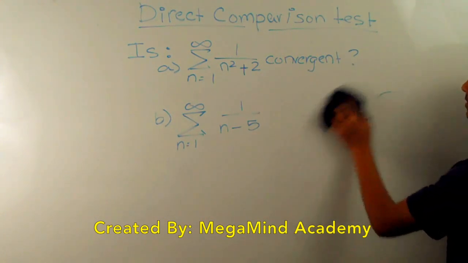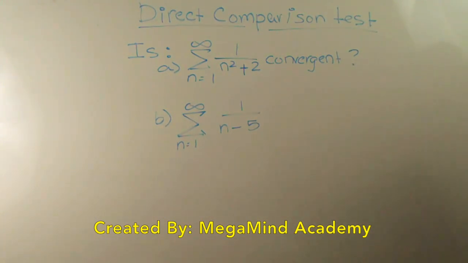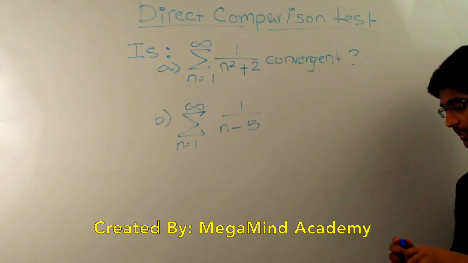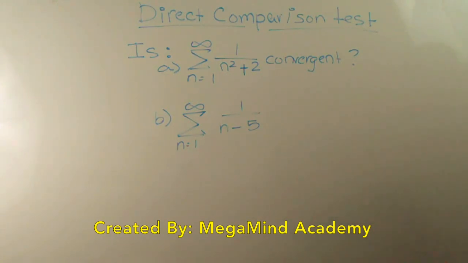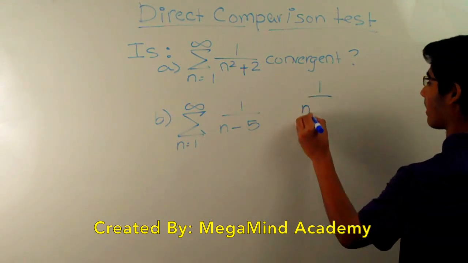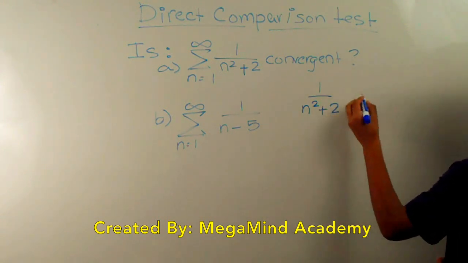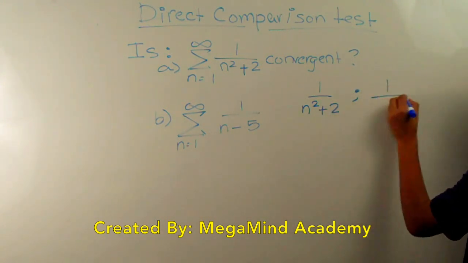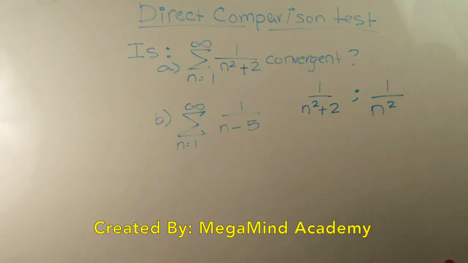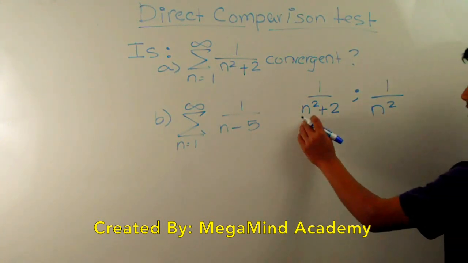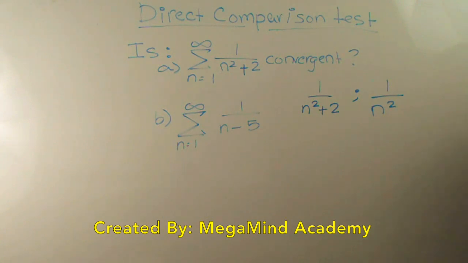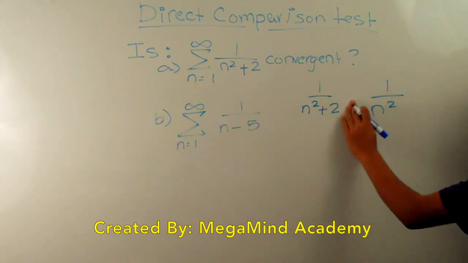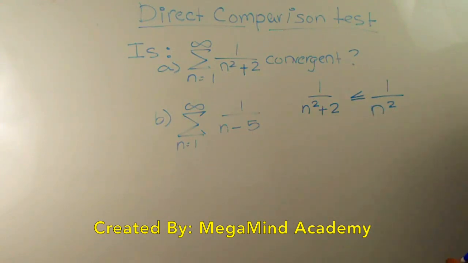So in problem A we have 1 over n squared plus 2. So what function would be used to make a direct comparison test to? Well, let's use a parent function, because that seems like the easiest way and most practical way to go. So we have 1 over n squared plus 2. And then we have the parent function 1 over n squared. So which one is greater and which one is smaller? So because n squared plus 2 has a bigger denominator, then that means that it's the smaller function. Because we know that fractions with a bigger denominator are smaller.